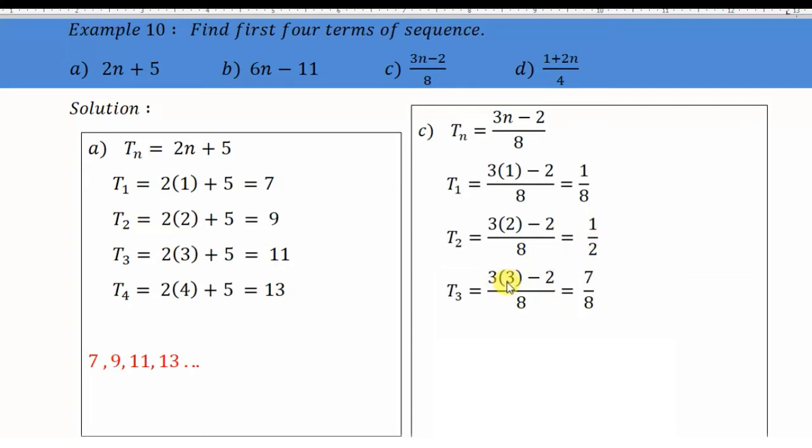And to find the third term, we have to put n equals 3. So 3 times 3 is 9, 9 minus 2 is 7, so 7 by 8. And likewise, to find the fourth term, n will be 4. So 3 times 4, 12, and 12 minus 2 is 10, 10 by 8 will be 5 by 4. So the sequence will be 1 by 8, 1 by 2, 7 by 8 and 5 by 4. So this will be the first 4 terms of the sequence of the AP.